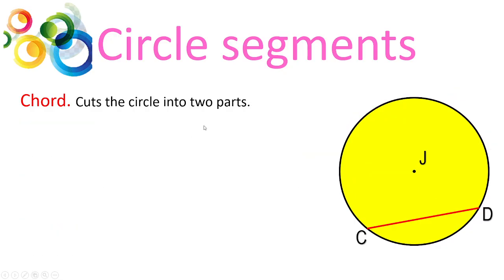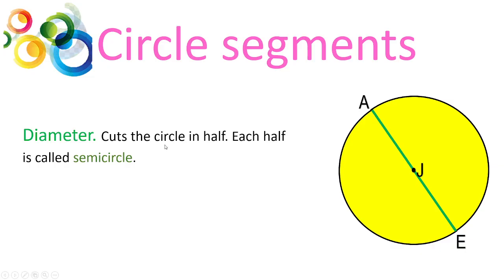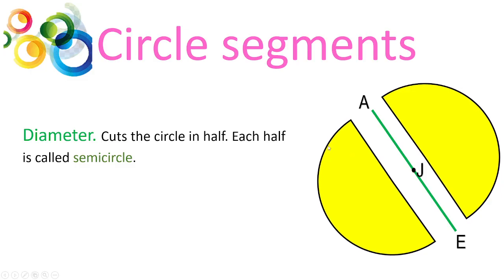And we also have the properties. So a chord cuts the circle into 2 parts. So you can see here CD cuts the circle right here, the lower part and the upper part. A diameter cuts the circle in half. Since it passes through the center, it cuts it in half, which is called a semicircle. So we have two semicircles here.